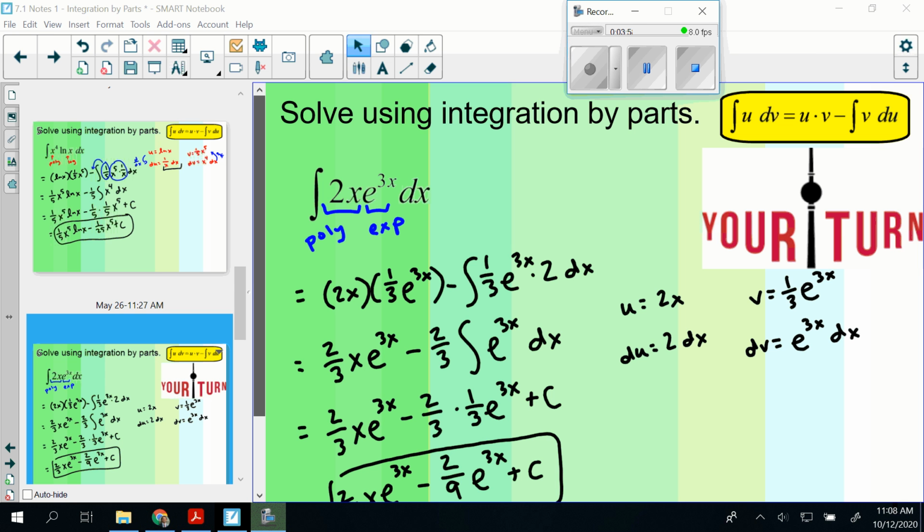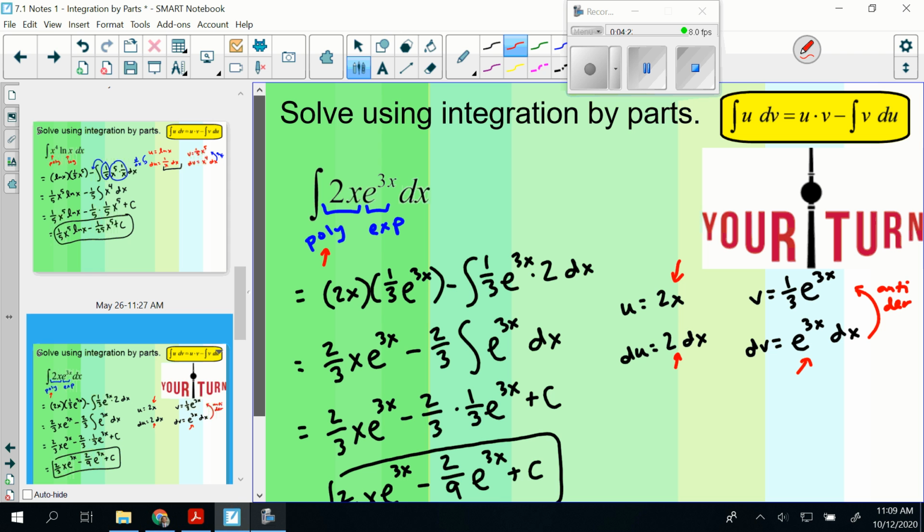So with our polynomial and exponential, polynomials are higher on our list than exponentials, so that should have been our choice for u. That's an easy derivative. The derivative of 2x is just 2 right here. That means the remaining stuff, our e to the 3x dx, is our dv. Remember, here we're doing the antiderivative. That one's a little bit harder. Make sure you had the antiderivative being 1/3 e to the 3x.